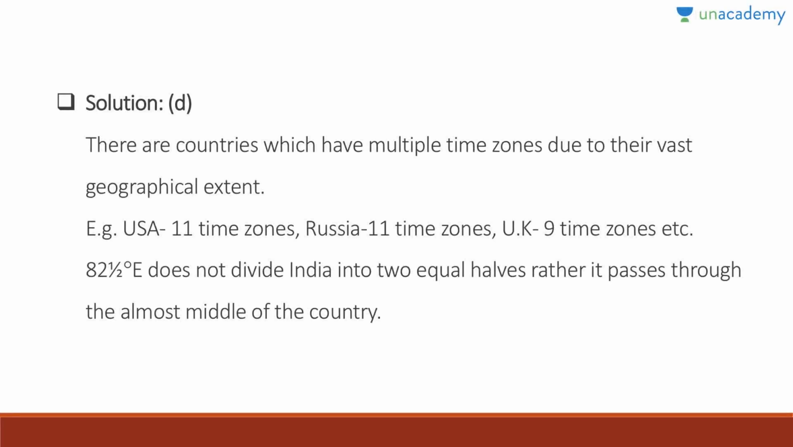So there are a lot of countries, as I've already told you, which have multiple time zones, like USA has 11, Russia has 11. UK and its dependencies have 9 time zones. A lot of islands are there here and there. 82.5 degree east does not divide India into two equal halves. Rather, it passes through almost the middle of the country, but it does not divide it into two equal halves.